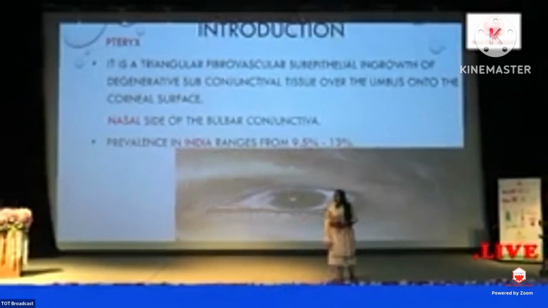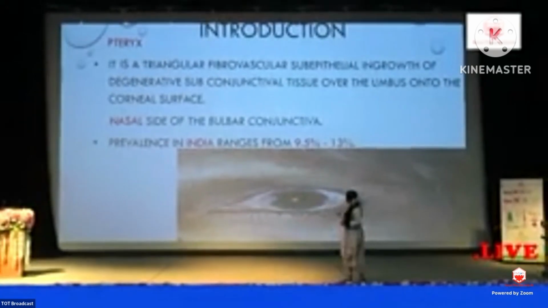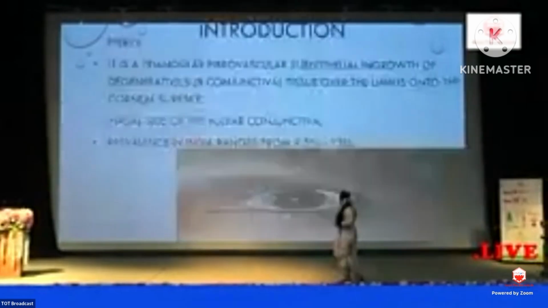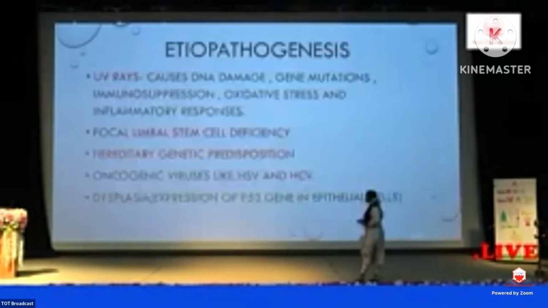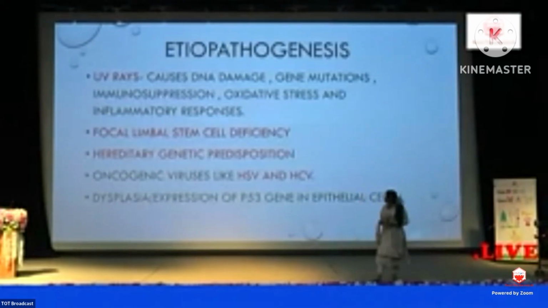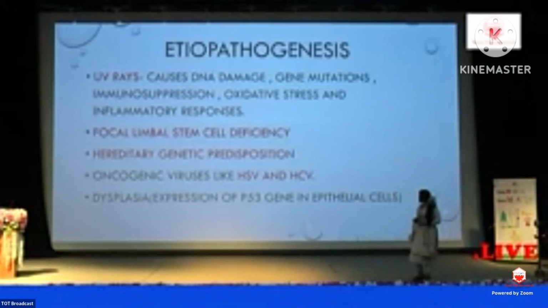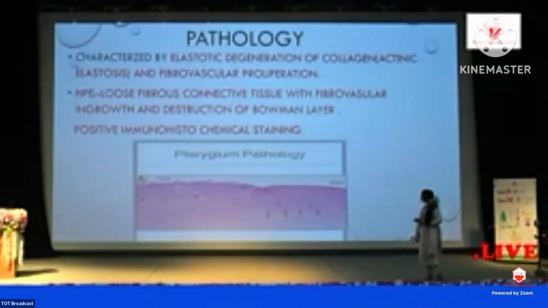It usually occurs on the nasal side, but as you can see over here, it can also occur on the temporal side. Prevalence in India ranges from 9.5% to 13%. Etiopathogenesis: the causes can be UV rays, position, oncogenic viruses like HSV and HPV, and dysplasia. Coming to the pathology, it is an elastotic degeneration of collagen, and actinic elastosis is a positive immunohistochemical staining.